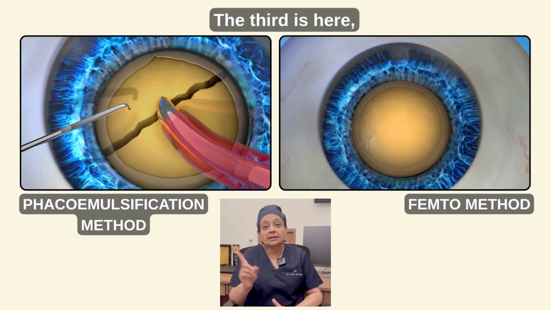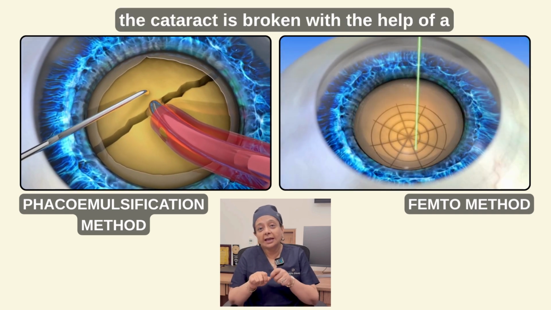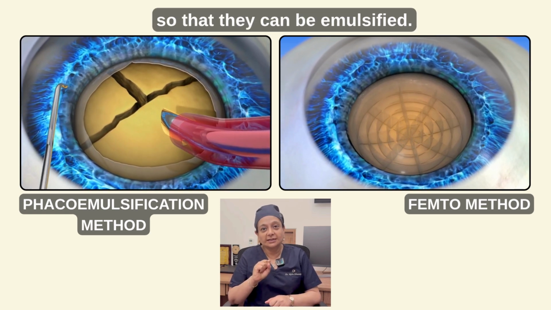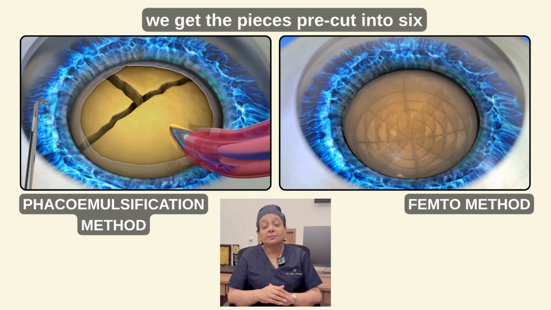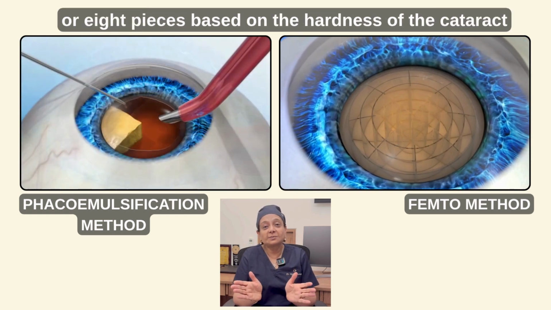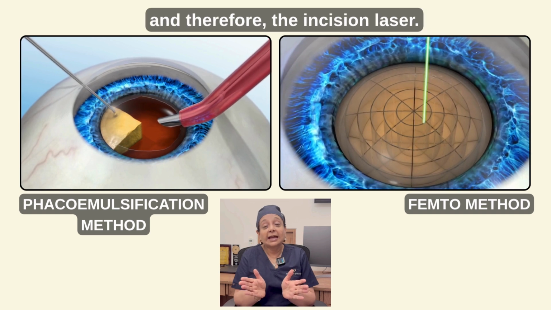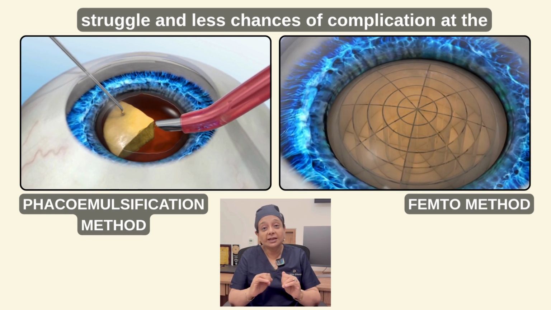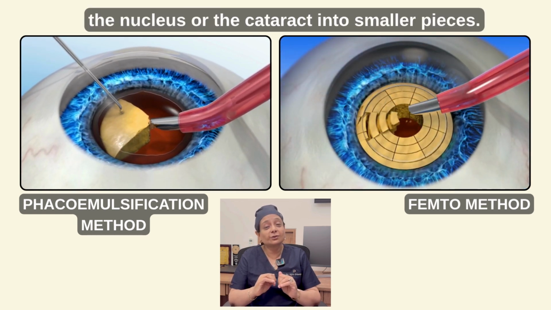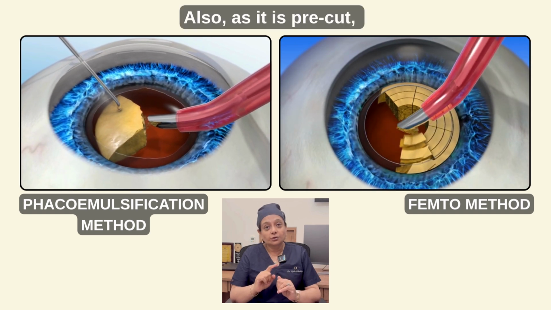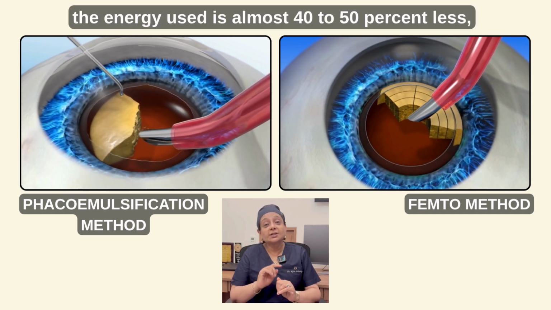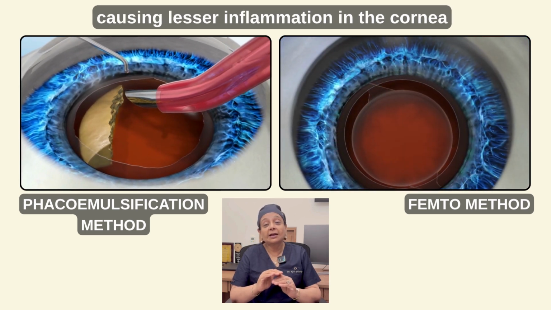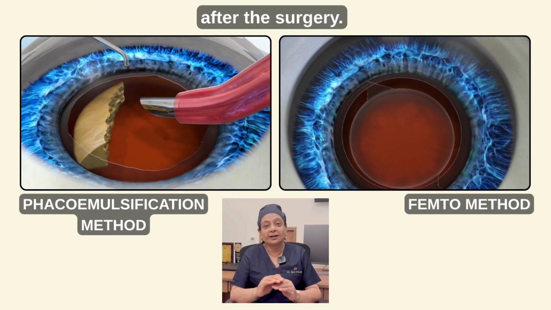The third is, here the cataract is broken with the help of a chopper or a Sinskey hook into smaller pieces so that they can be emulsified. Here in Femto, we get the pieces pre-cut into 6 or 8 pieces based on the hardness of the cataract, and therefore there is less difficulty and less struggle and less chances of complication at the time of breaking the nucleus or the cataract into smaller pieces. Also, as it is pre-cut, the energy used is almost 40 to 50% less, thereby generating less heat and thereby causing lesser inflammation in the cornea after the surgery.